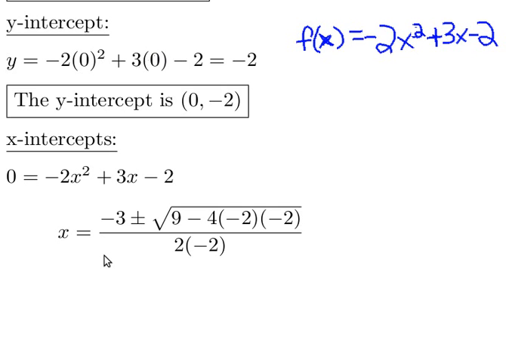Okay, so notice something. We have 3 negative signs here. That means we can cancel 2 of them. That does not mean we can cancel all of them, because only 2 negative signs will cancel each other out. 3 will give you just another negative sign back. So that means we have 9 minus 4 times 2 times 2. 2 times 2 is going to give you 4 again. 4 times 4 will give you 16.